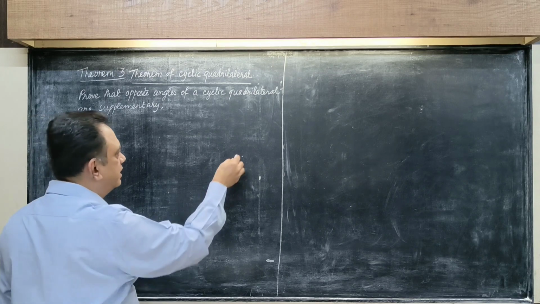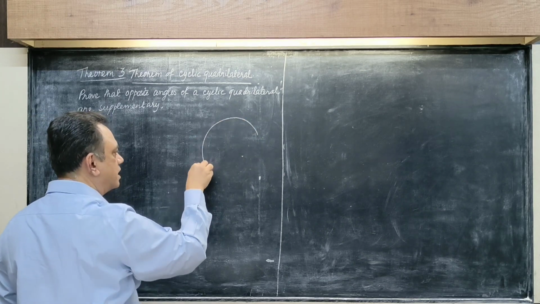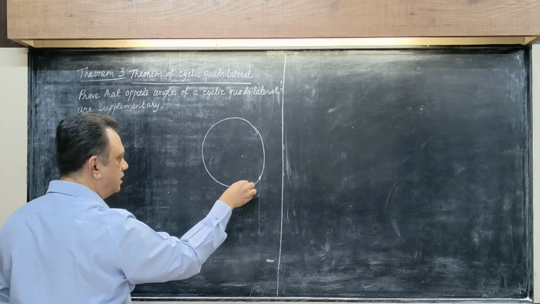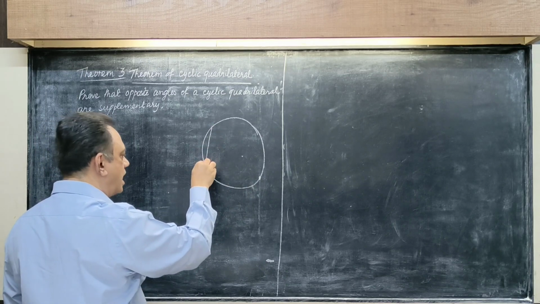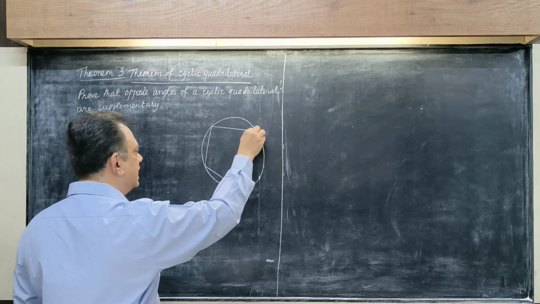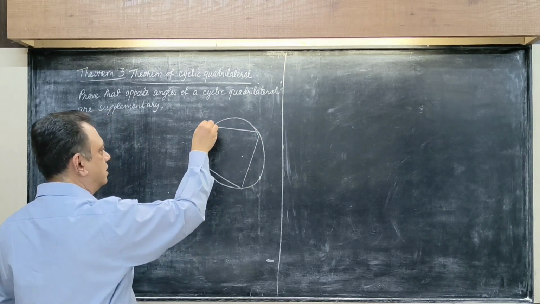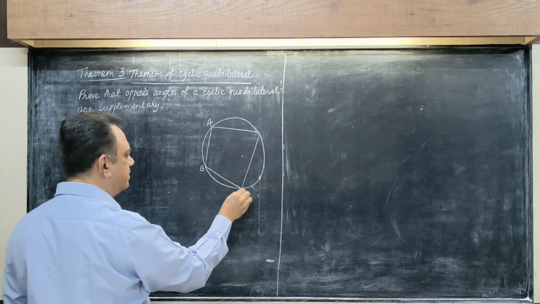Again, the first thing, diagram: a circle. I need not mark the center. I will make a cyclic quadrilateral. I'll name it ABCD.